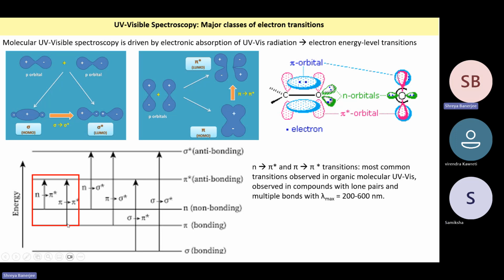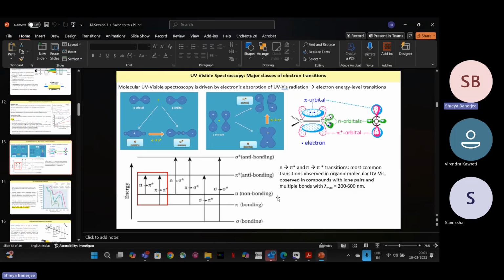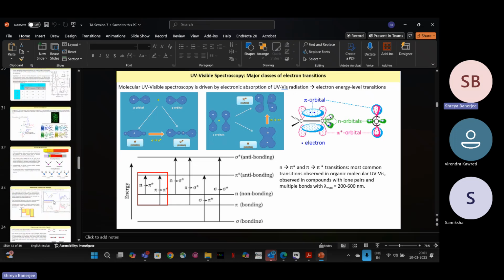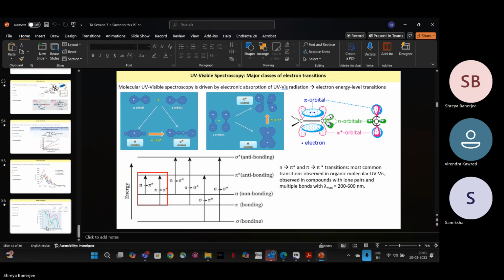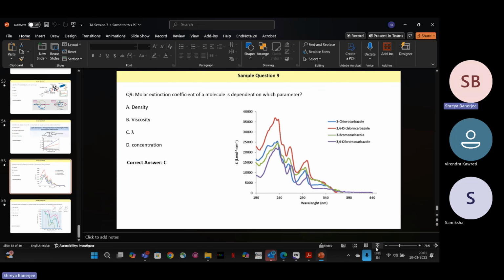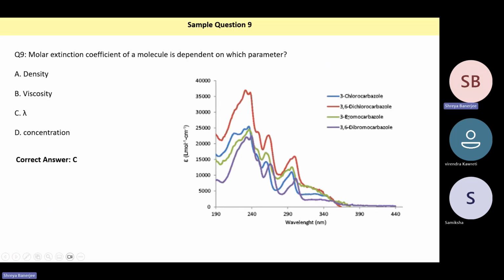So like this, even within the same compound, the molar extinction coefficient will vary depending on the wavelength. That is, the energy difference between the energy levels. This was one graph that was there. In this graph, you can see four different compounds have different molar ellipticity, but the molar ellipticity is also varying with the wavelength. So it actually depends on two factors, both the wavelength and the identity of the compound. Okay.